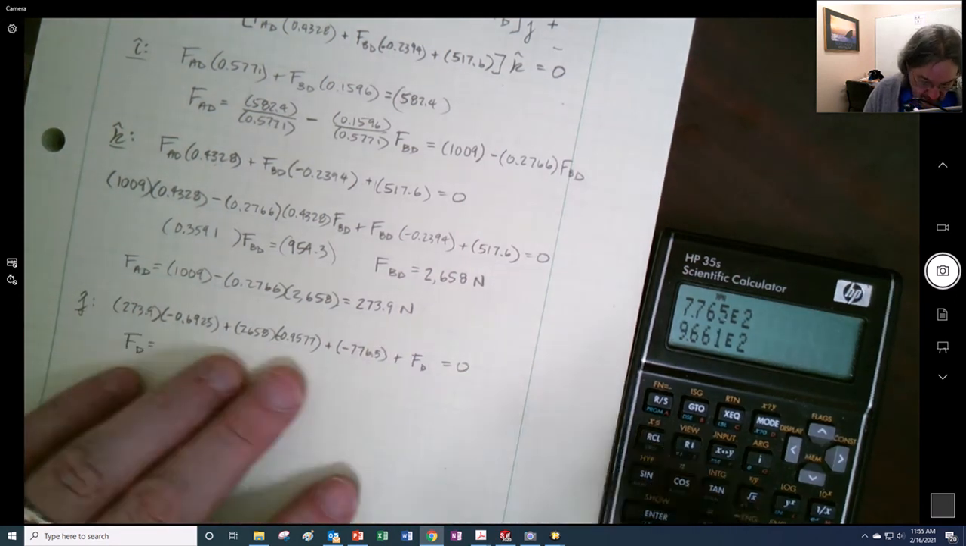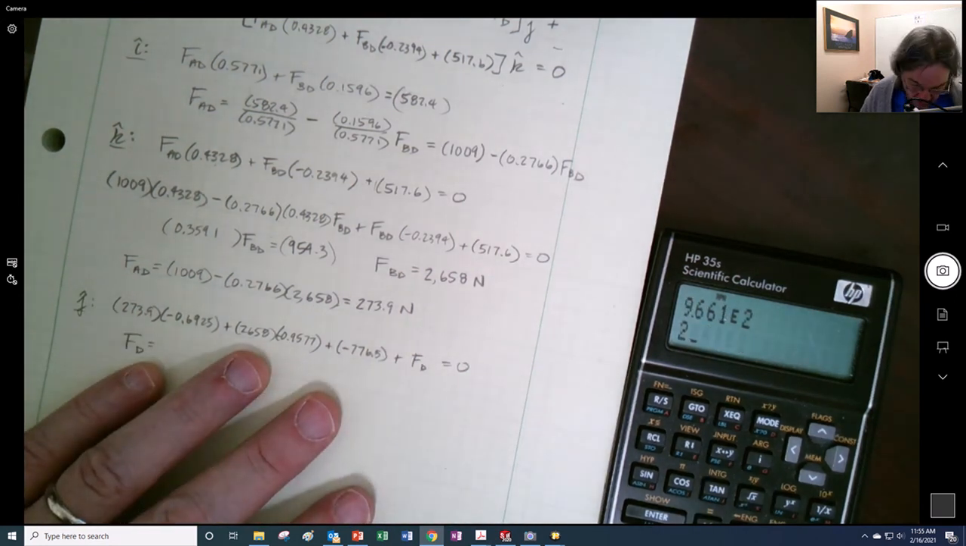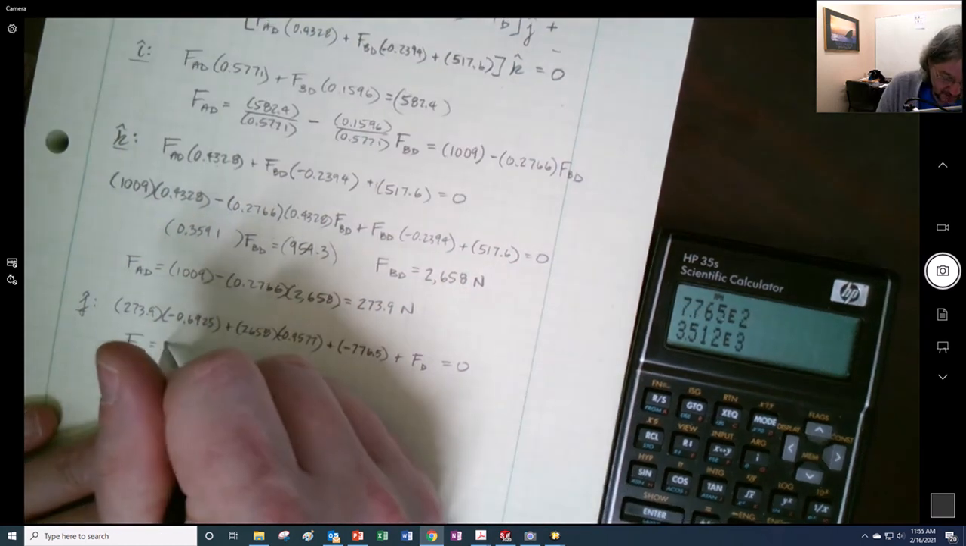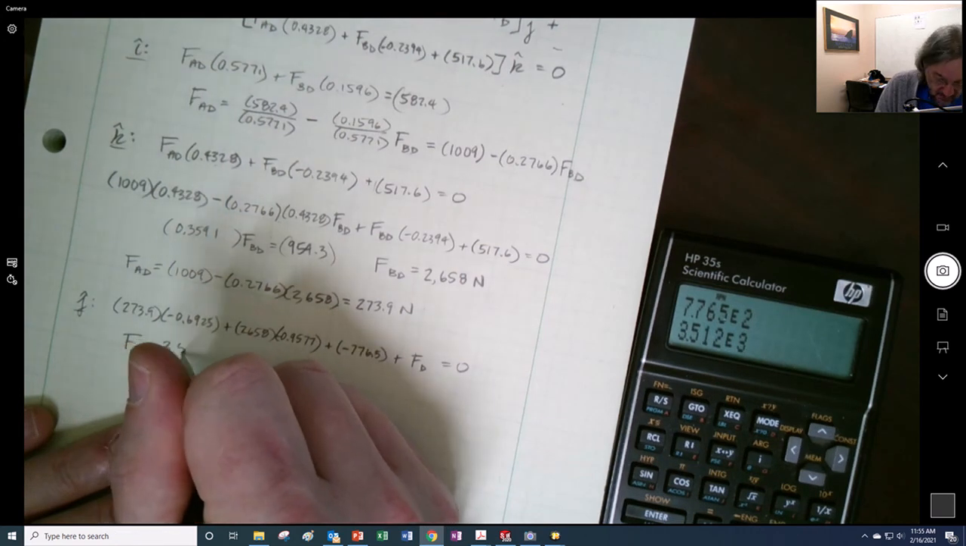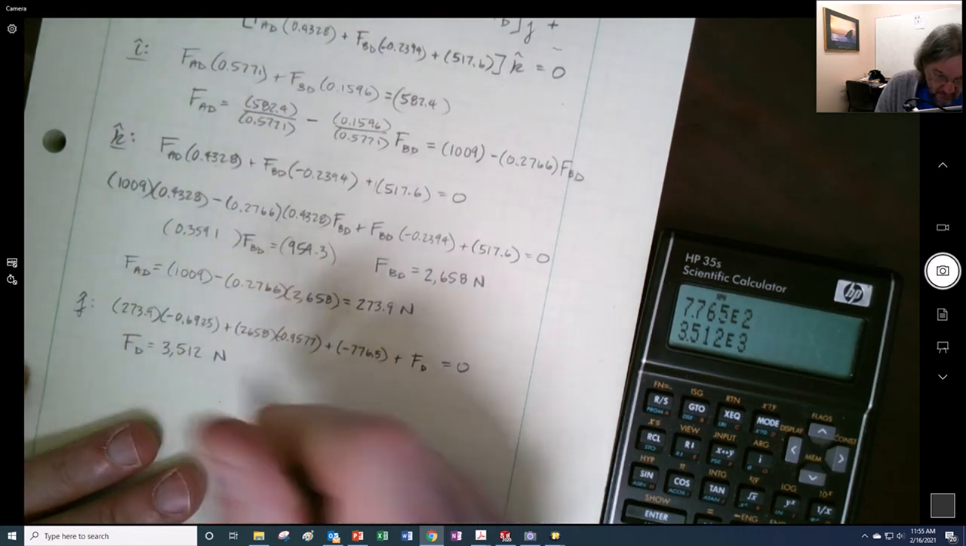So there's that and that combined. And now I have 2,658 times 0.9577. So actually most of that, right? And multiply and now add together. And those were all negative, and I get a 3,512 newtons.